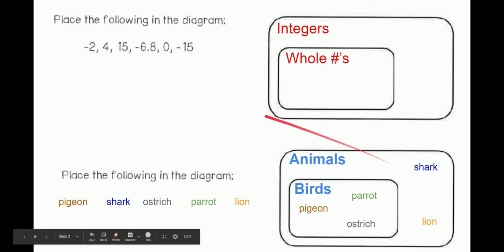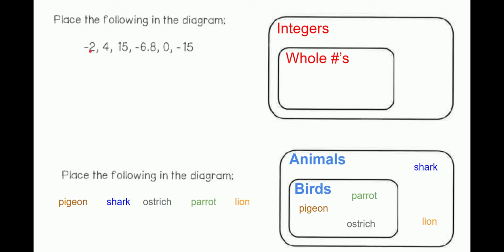So we would do the same thing with these numbers right here. -2, it's not a whole number. It's not the kind of number you'd learn in kindergarten, 1, 2, 3, 4, 5, because it's negative. But it is still an integer. So 4 is a whole number. It's positive and it's whole. 15 is a whole number.